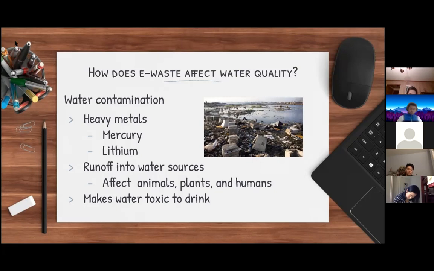Since our daily lives depend on these water sources, humans can get really sick from it. Animals and plants can also be negatively affected by these heavy metals, which are highly toxic if not disposed of properly. It also makes the water toxic to drink, which is problematic since our freshwater availability is already pretty low. So making our available water sources toxic is already pretty bad.